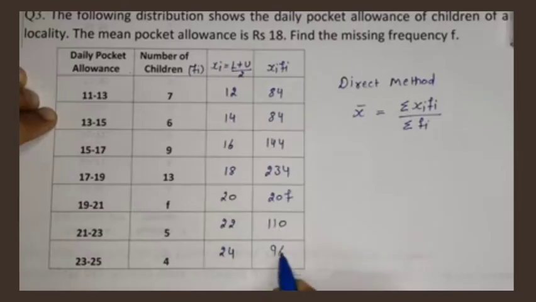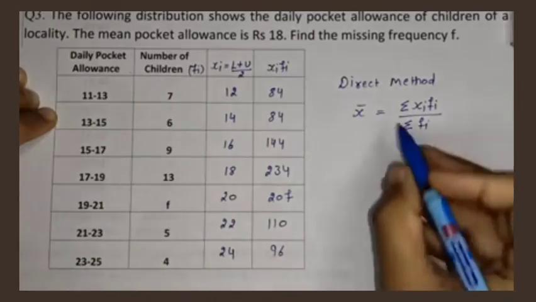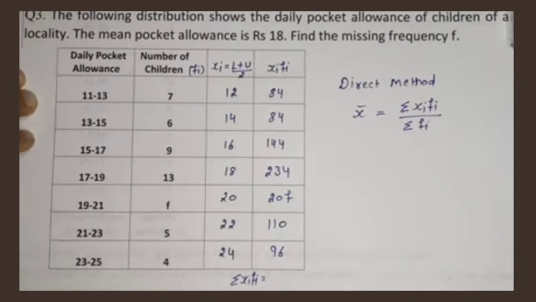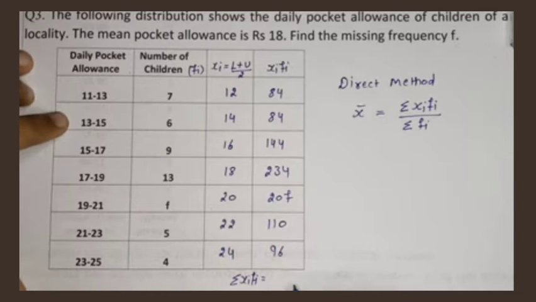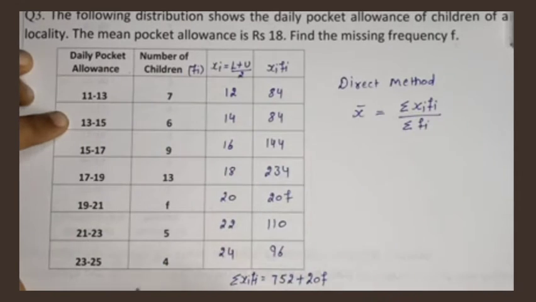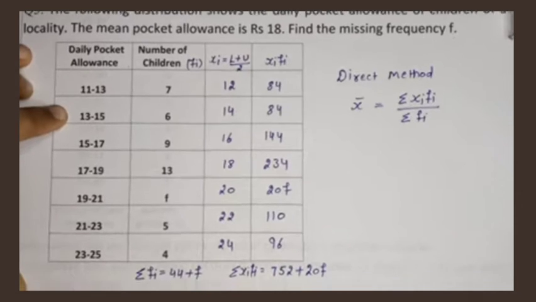4 into 24, 96. Now for the formula we want the summation of all these fi xi. So summation of fi xi is equal to, we add all these numbers plus 20f, as it is not a like term. So the sum of the remaining numbers is 752 plus this 20f. Now we want summation fi. For that we will add all the frequencies. If we add these numbers, we will get 44 plus this f, that is 44 plus f.